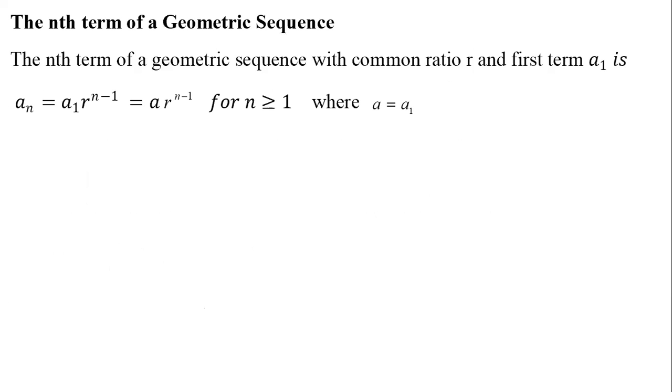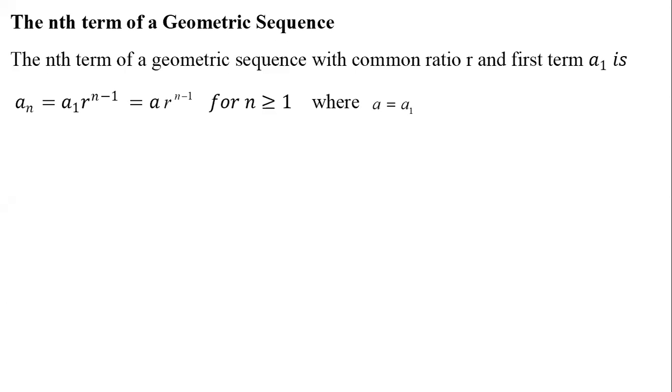Now let's look at the nth term. To get the nth term of a geometric sequence, just like the way we get it for the arithmetic sequence: the nth term of a geometric sequence with common ratio r is defined as a_n equals the first term a_1 times the common ratio raised to the power of n minus 1.